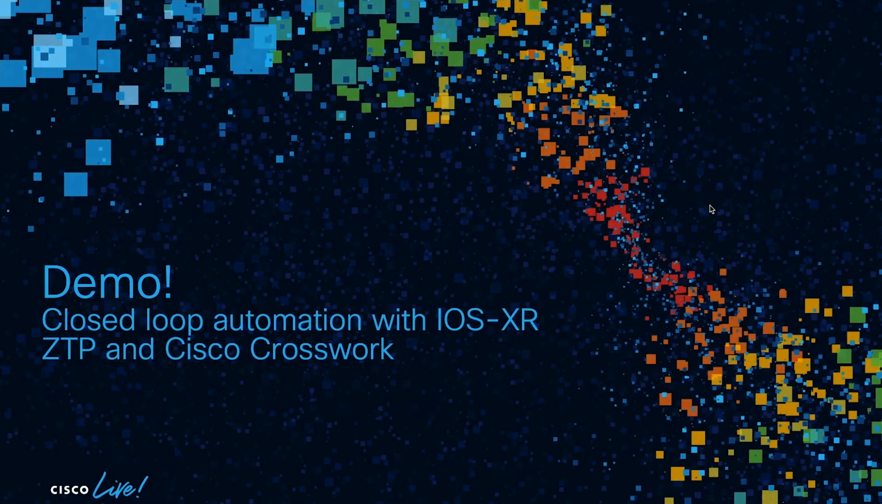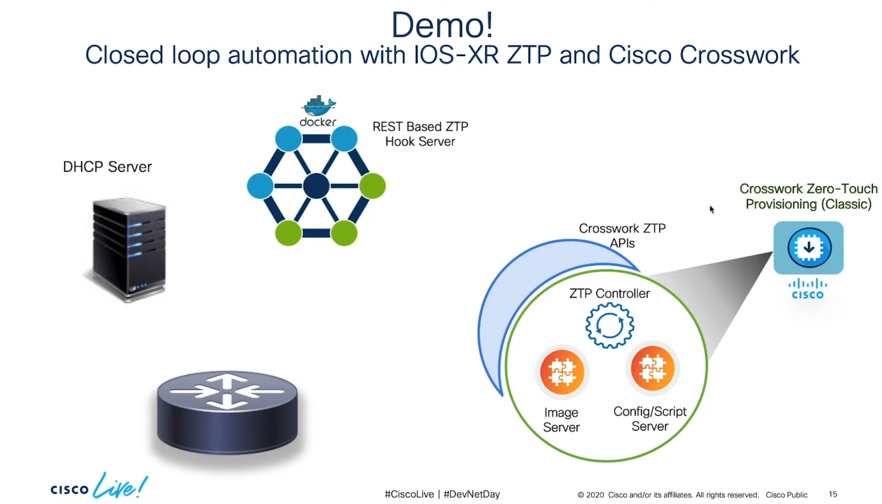When we look at the demo today, we're trying to create a closed loop automation workflow on day zero using the Cisco Crosswork ZTP APIs and our custom REST hook server that we've created and pushed to GitHub. The topology looks like this, and the workflow involves the hook server first setting up the ZTP configs, profiles and device settings on the Crosswork UI, and that is done through the Crosswork ZTP APIs.